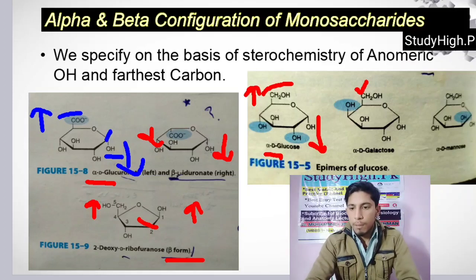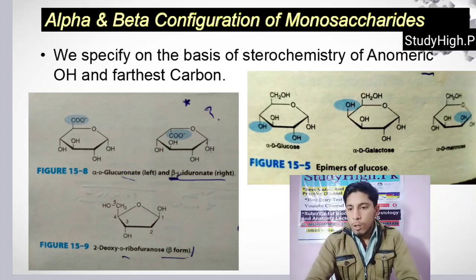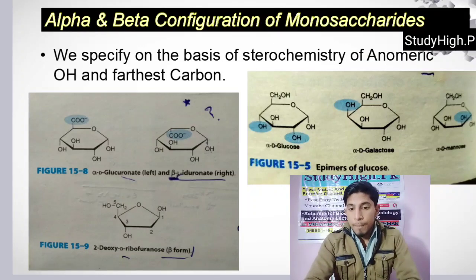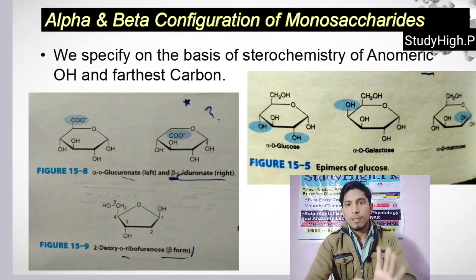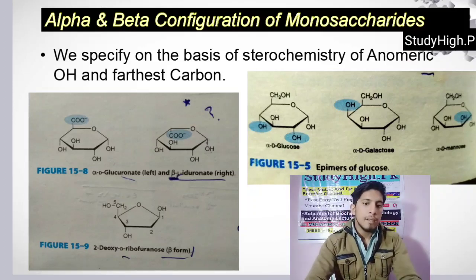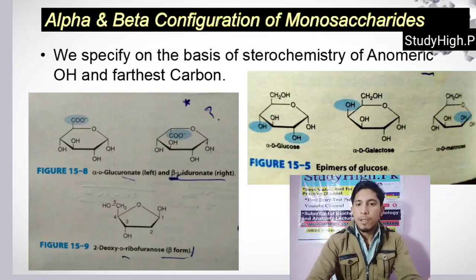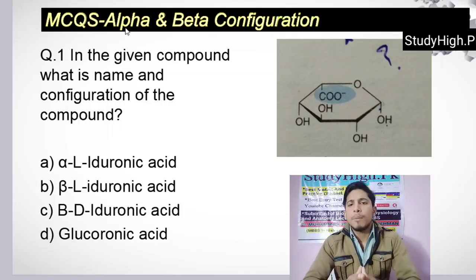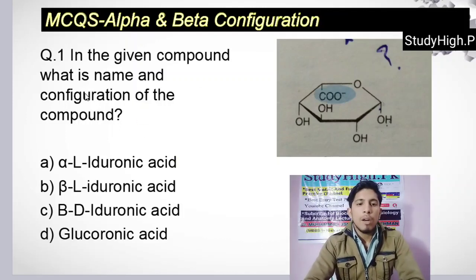Now we will also solve some other MCQs, so you may recognize what I want to say. So first of all, we have discussed the basic concept: on what basis we specify or define a monosaccharide as being in alpha form or in beta form. Now let's solve an MCQ. Different types of MCQs can be made from this topic, a number of MCQs, but I will only solve one MCQ here. Like, in the given compound, what is the name and configuration of the compound?